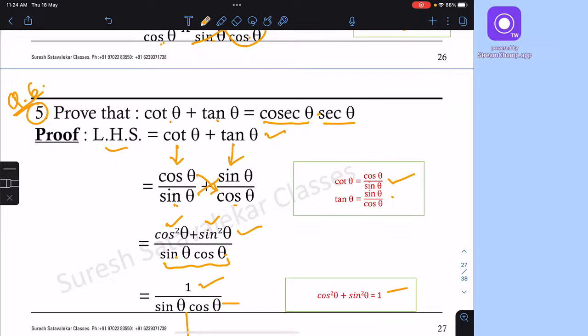Cot theta plus tan theta. This is the simple method I have given here: cosec theta into sec theta. Another method would be that you start from the left hand side and forcibly take cosec theta out from both the terms and see what remains in the bracket. Whatever remains in the bracket should simplify to sec theta. Otherwise, a second method would be to start from the left hand side and take sec theta common from the two terms; whatever remains inside will simplify to cosec theta.